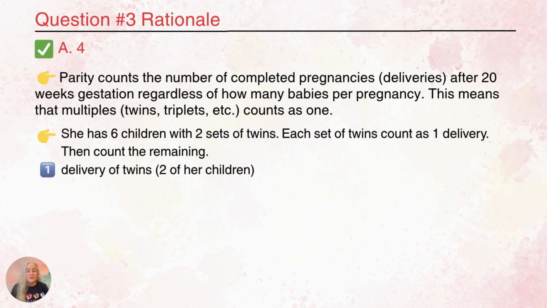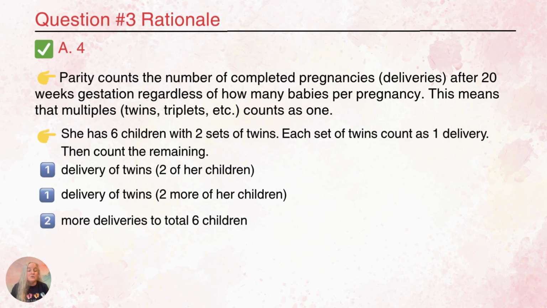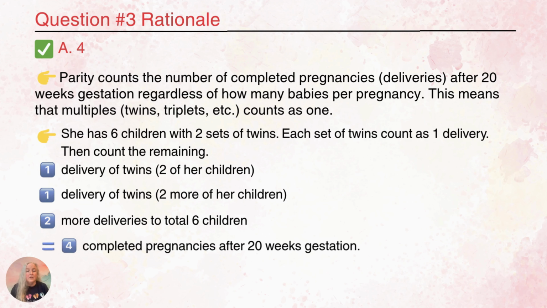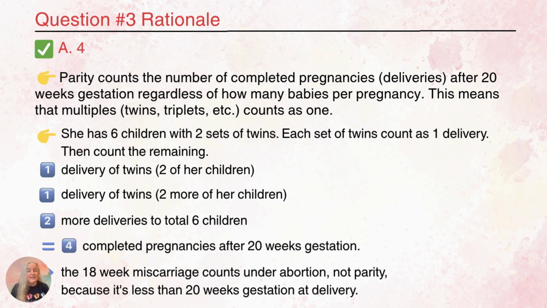So the first delivery of twins is 2 of her children. And then one delivery of twins is 2 more of her children. So that's 4 of her children. So then she has 2 more deliveries for a total of 6 children. So she has one delivery of twins is 1, one delivery of twins is 1, and then the 2 other children makes 4. We have 4 completed pregnancies after 20 weeks gestation. The 18-week miscarriage is going to count under abortion, not parity, because it's less than 20 weeks gestation at delivery.